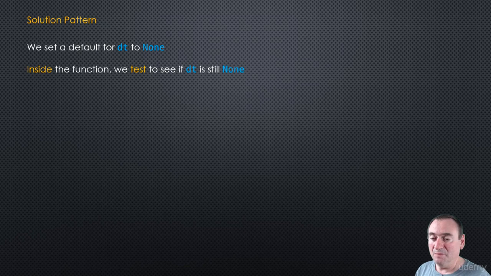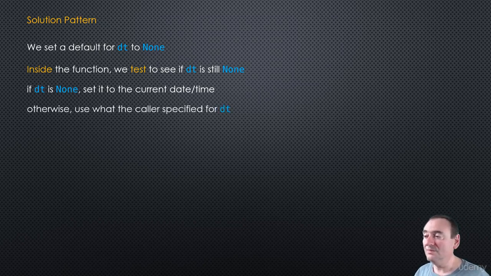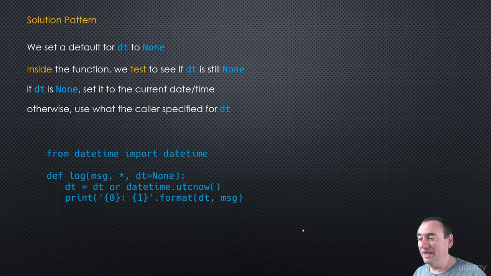So if the user passes a value for DT, it will not be None anymore. If they don't, it will be None, and we'll know that the user didn't pass a value in. So now inside the function, we can test to see if the user actually passed that argument in or not. And if they didn't, then we can set it to the current date and time. But we do that inside the function because that gets run every time the function is called.